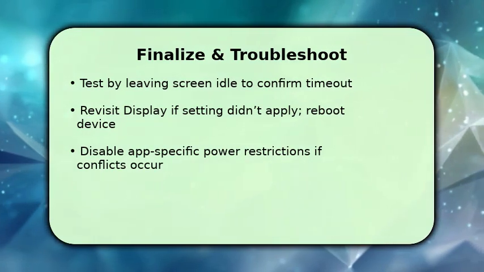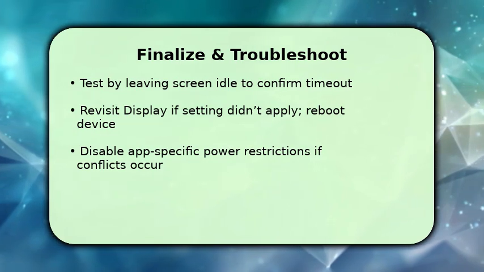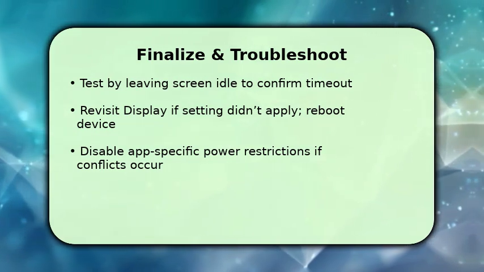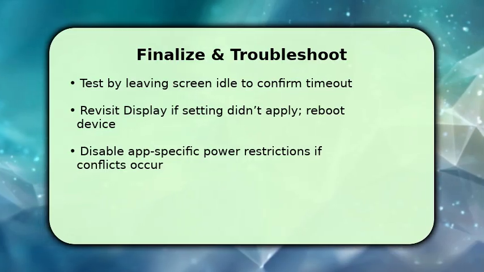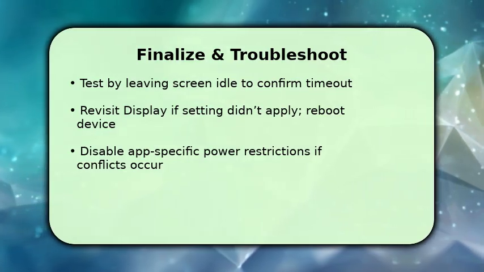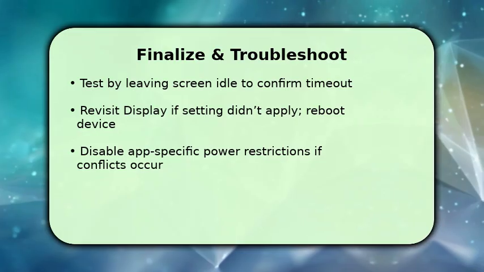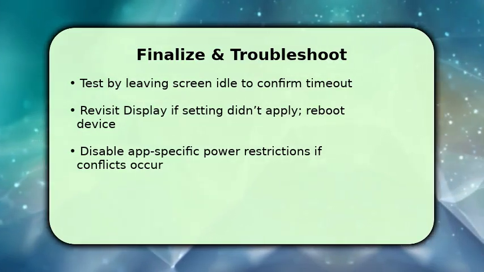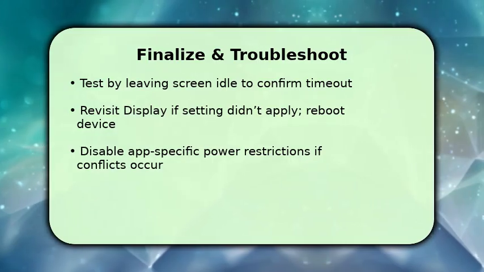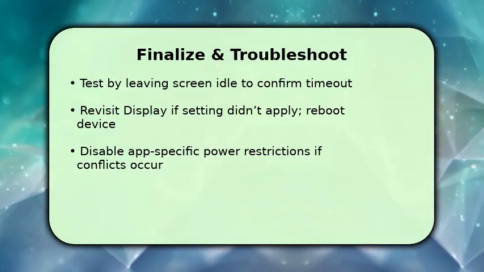This confirms the change. If the screen doesn't follow the chosen timeout, go back to display sleep to reapply the setting and then reboot the phone. Restarts often clear stubborn overrides. If problems persist, check app power management and disable aggressive battery optimization for apps that keep the screen active. That's the key troubleshooting tip to resolve most conflicts quickly.